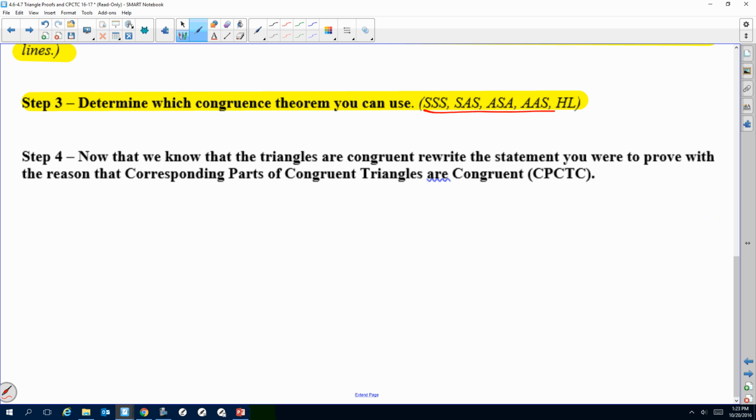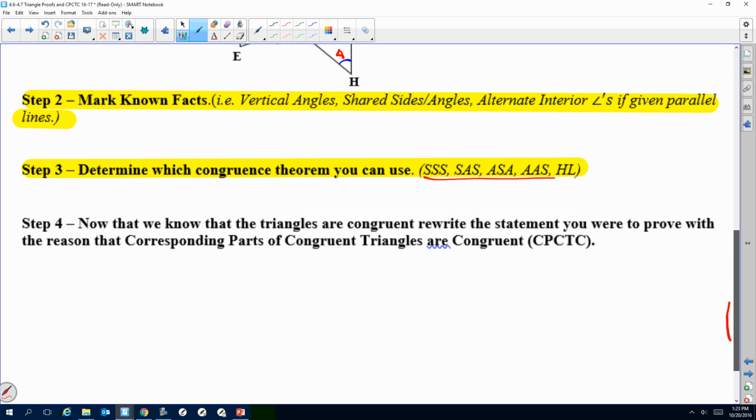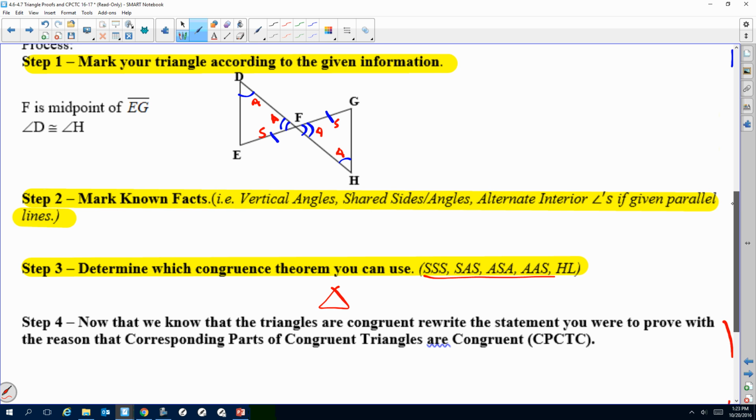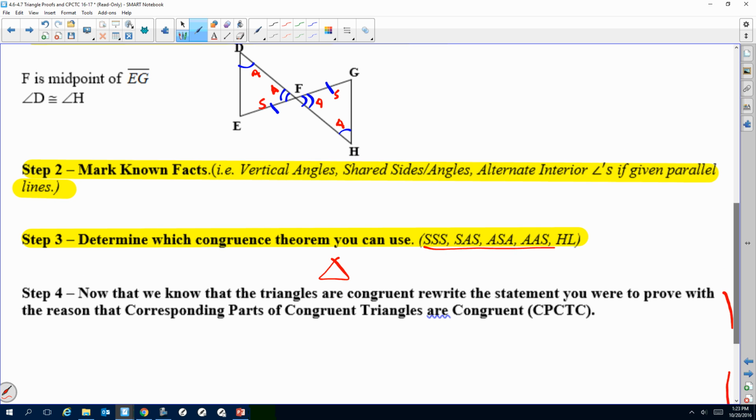So we're going to say right here, triangle. Let's name the triangle. Where do you want to start? DFE. Okay, so DFE. If I start with D, triangle DFE is congruent to triangle HFG, right? And we would say by angle, side. So you must state that first. You must state that the triangles are congruent before you can make your last statement.